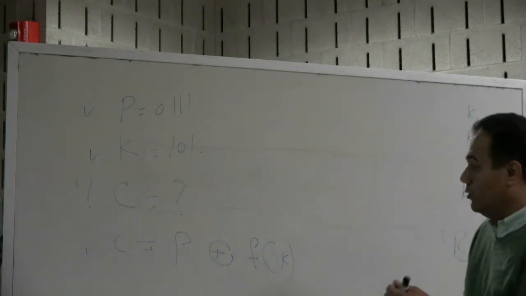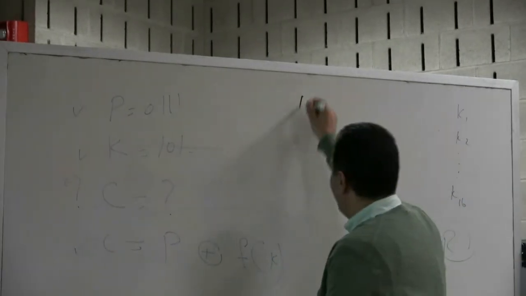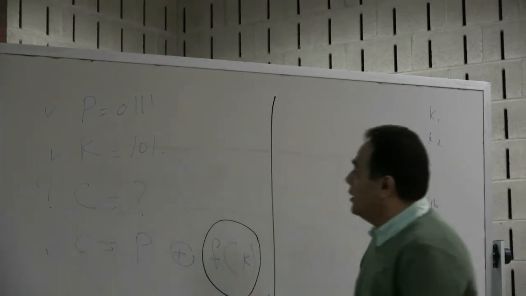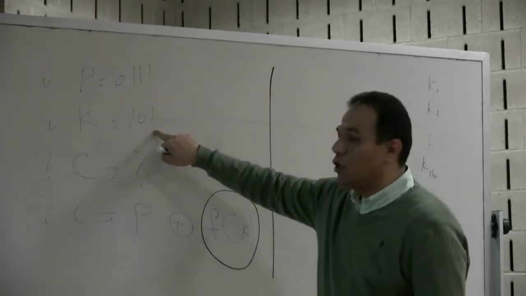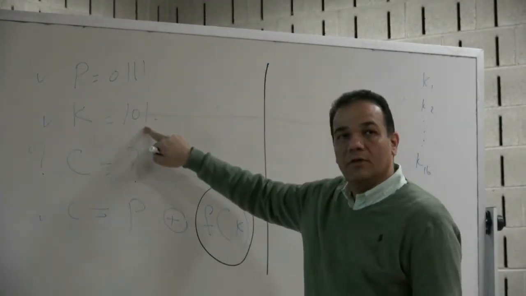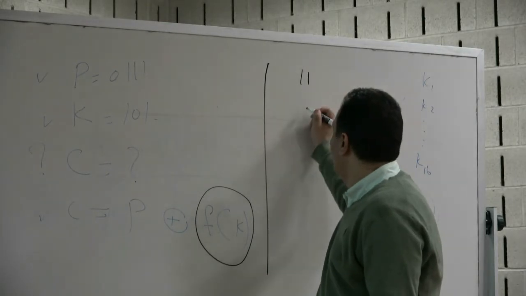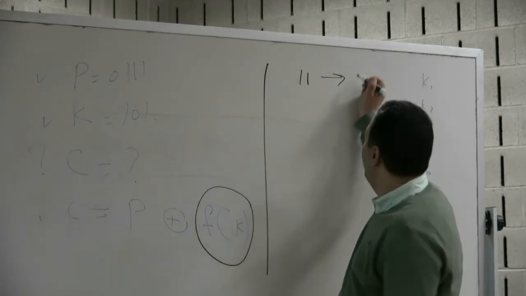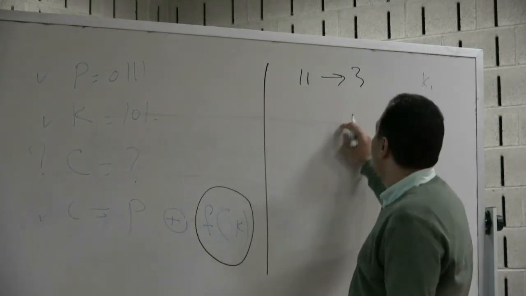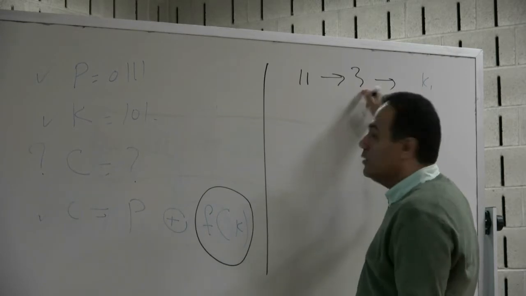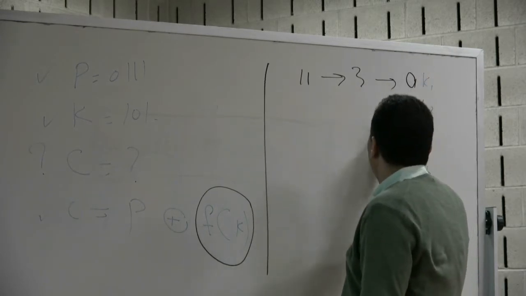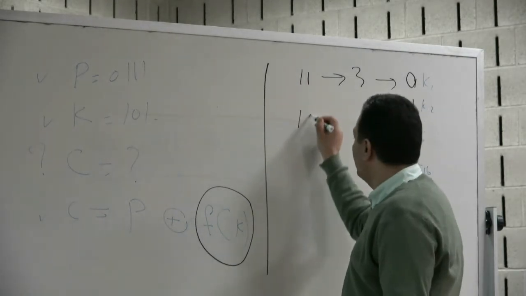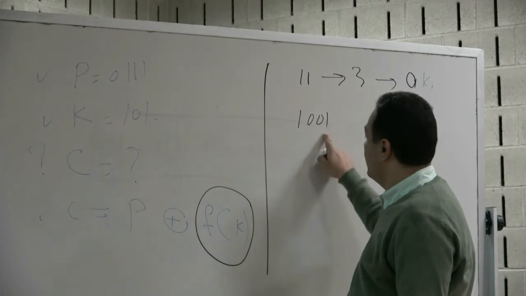So the rule says how that function works. It says, take the first and the last, combine them together. What is the first and last? 1, 1. Then it says, convert it to decimal. What is this in decimal? 3. Then it says, square it. What's the square of this? 9. Then it says, convert it to binary. What's the binary of 9? 1001. So now I know this one.